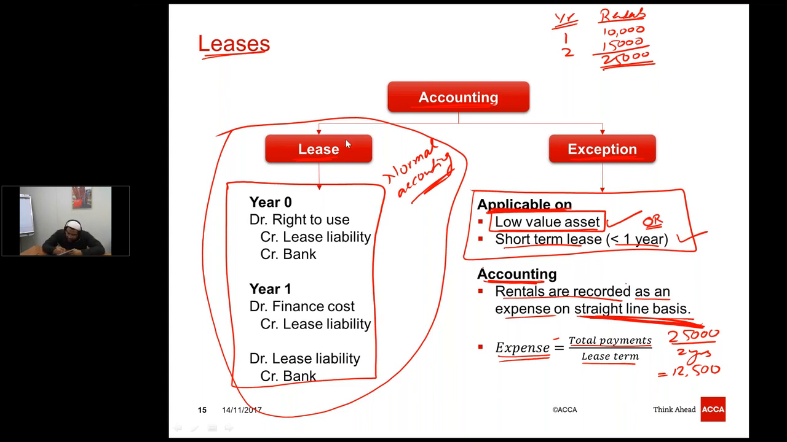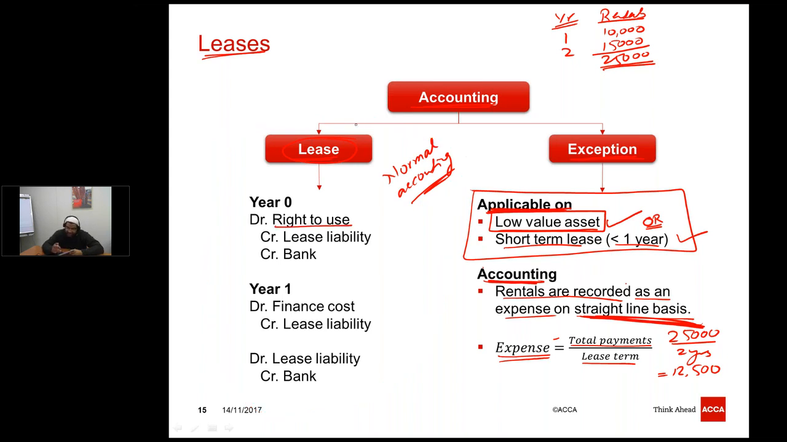Now let's discuss the accounting for a normal lease. In case of a normal lease, the accounting is pretty simple. We are going to record the right of use, which means the asset, as a debit, and the lease liability as a credit. Lease liability is recorded at the present value of all future cash flows.